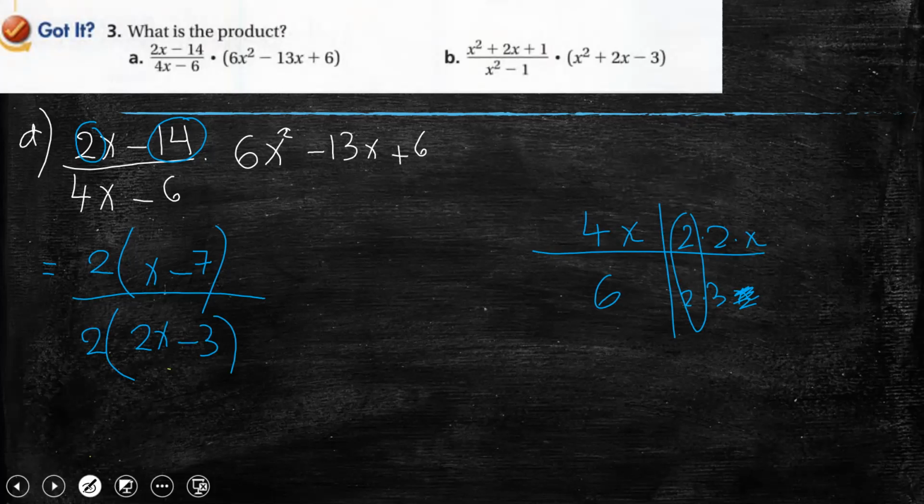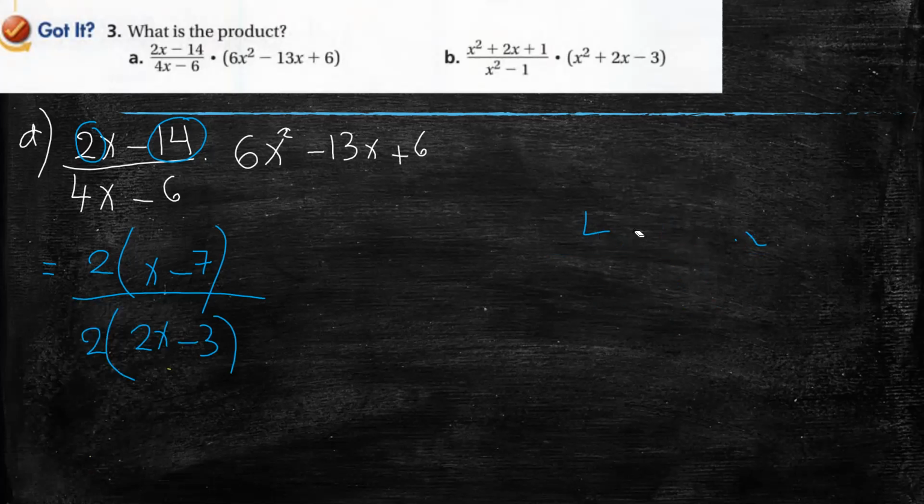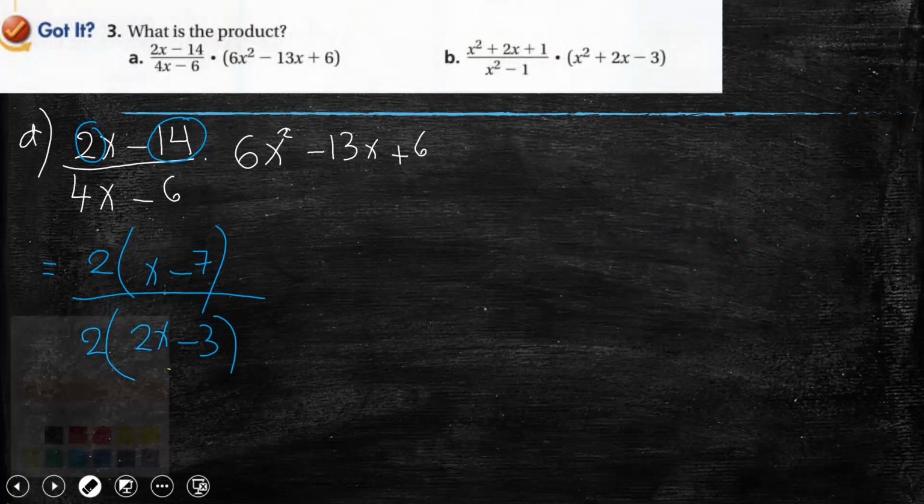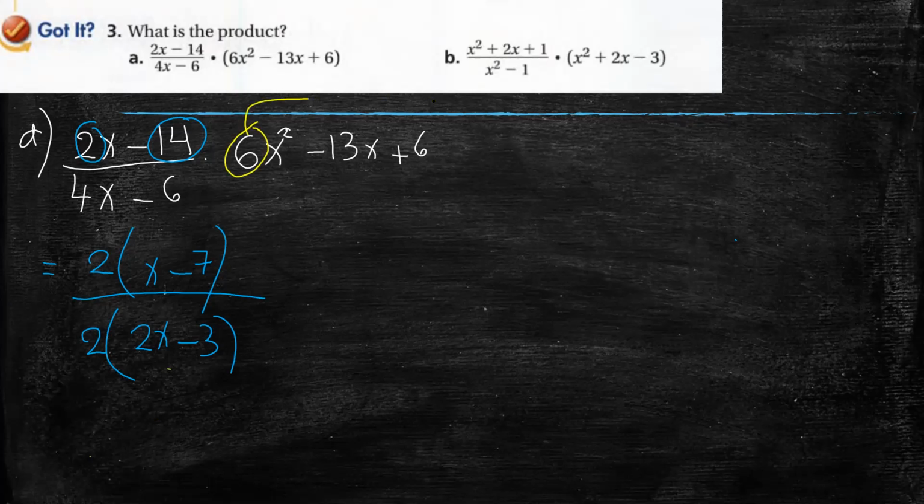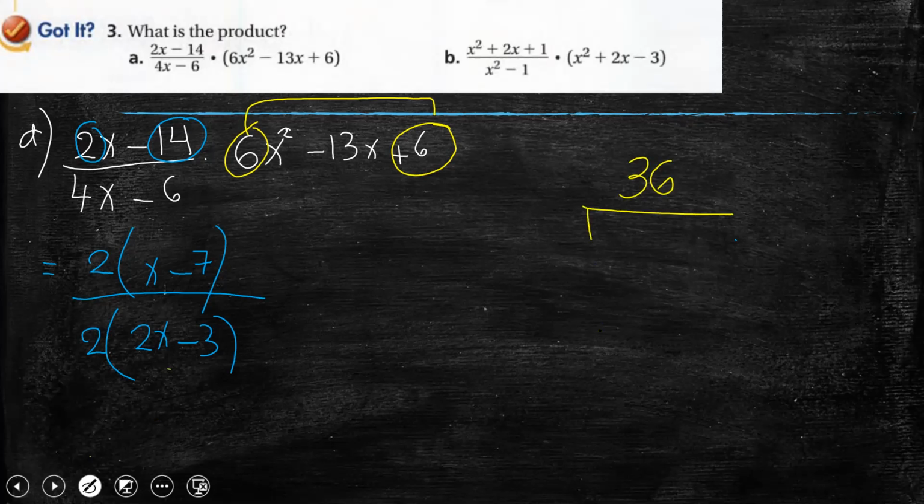Then let's now factorize the polynomial. Here we have 6x squared minus 13x plus 6. As you remember, since the a here is not 1, I have to multiply a times c, which is 36. Now I want you to give me the factors of 36 that when you add them, you get negative 13.